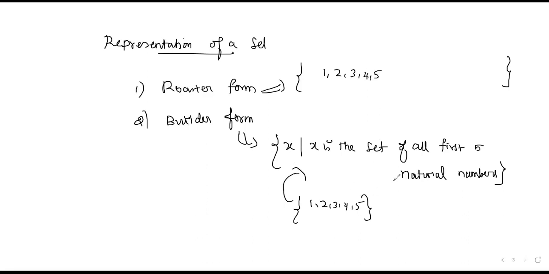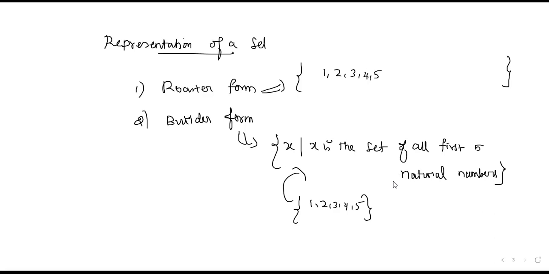Instead of writing all the elements in a set, I'm just writing the structure of the set, or just defining the set to be like this. So this way of writing the set is known as builder form, and listing all the elements in a set is known as roster form. So these are the two forms of writing a set. I hope you understood this one.